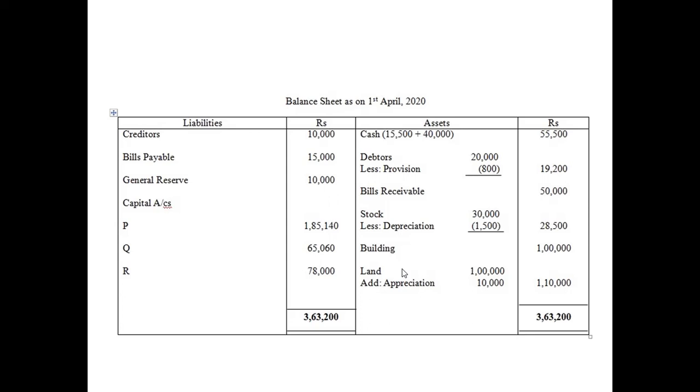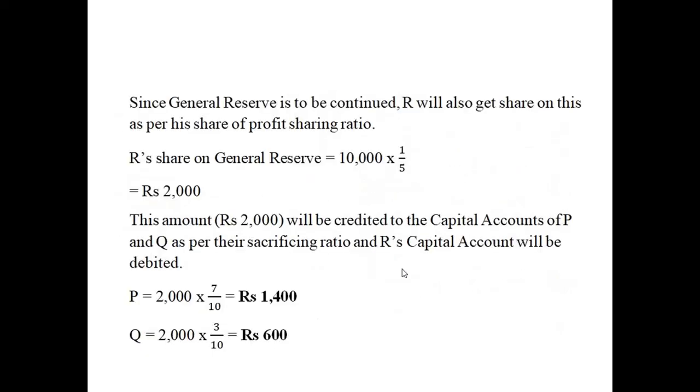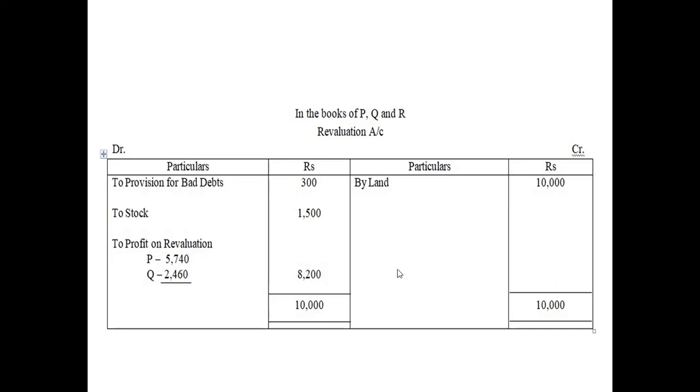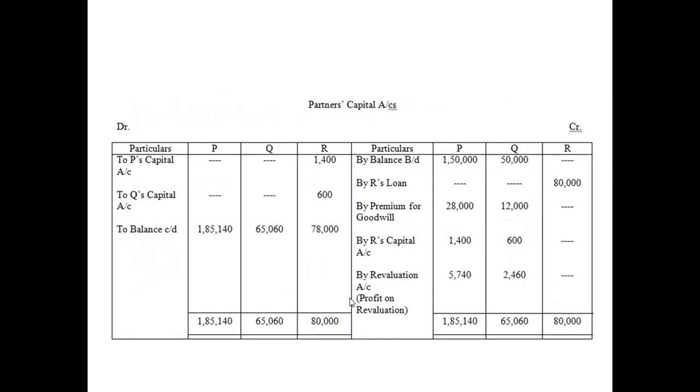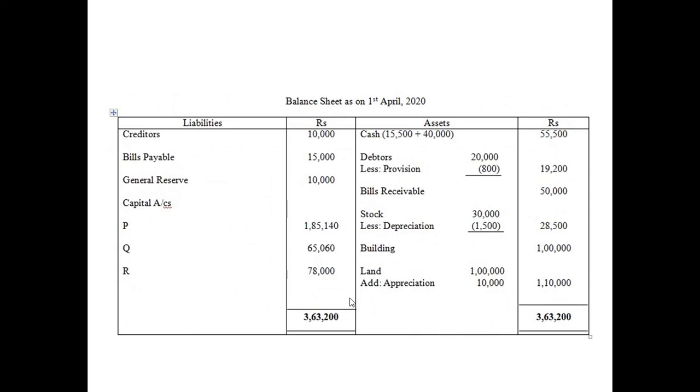And stock is depreciated by 1500. You can see in the revaluation account, debit column, stock is being depreciated by 1500 rupees. So 30,000 minus 1500 will be the amount. Yes, you can see here on the screen.